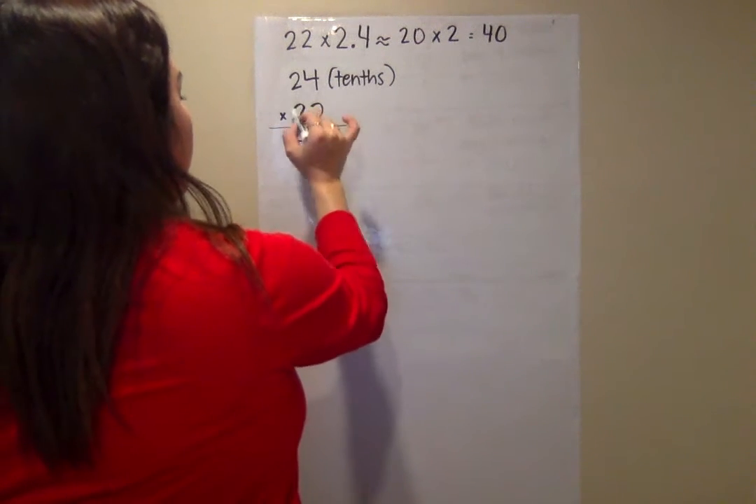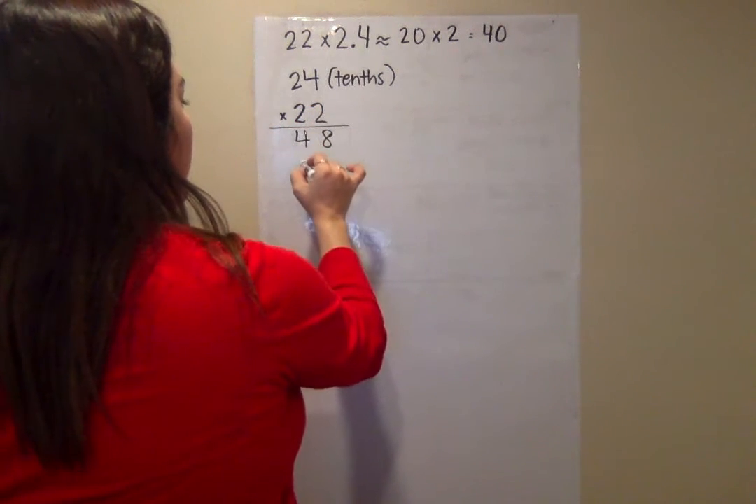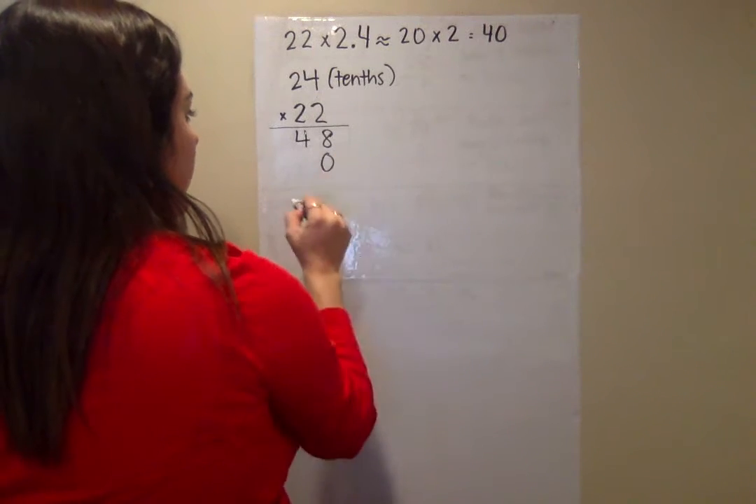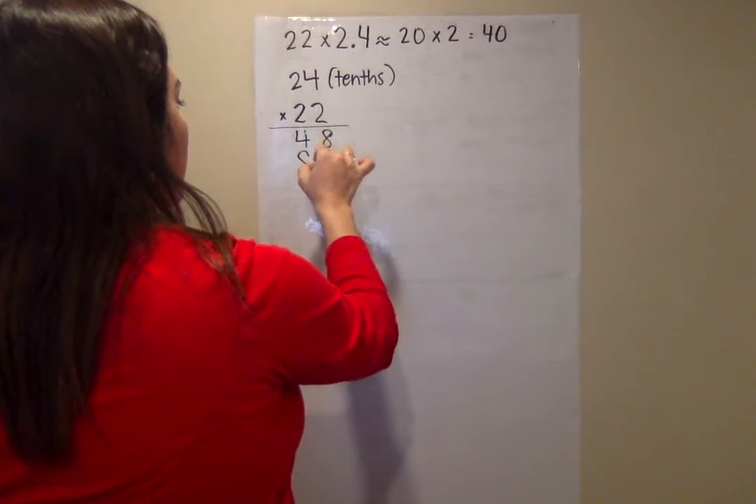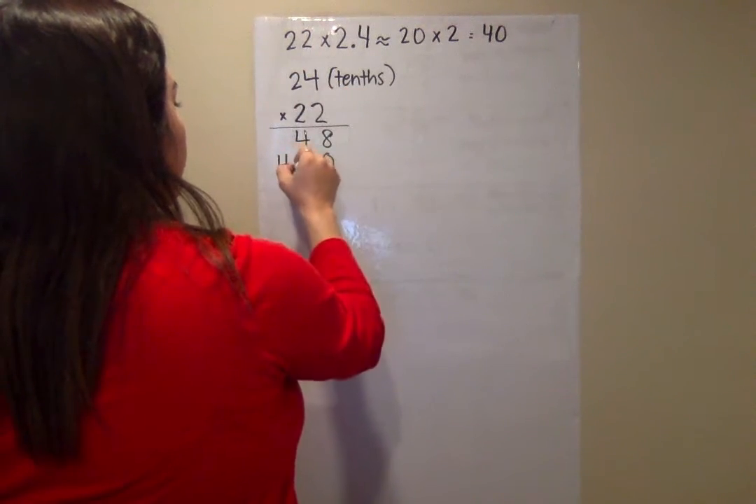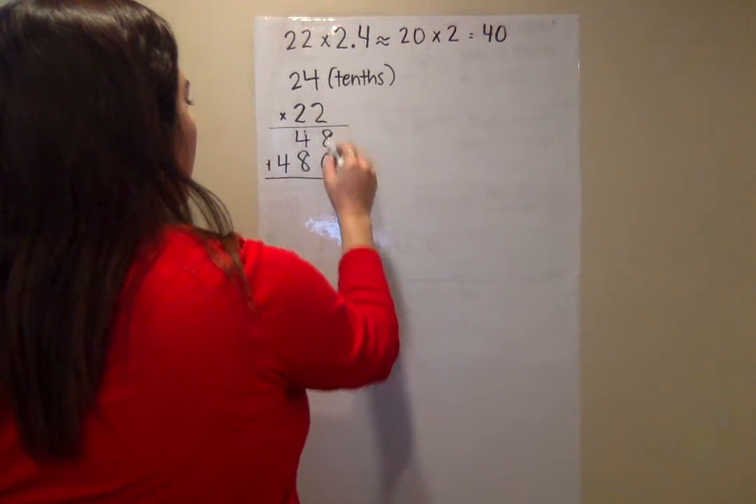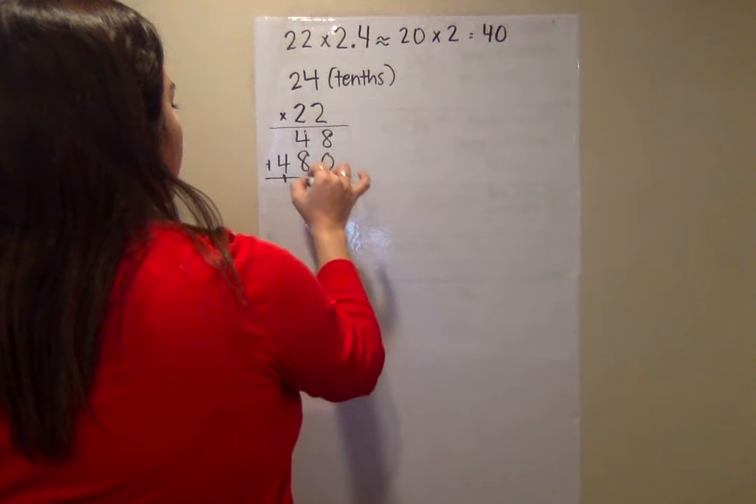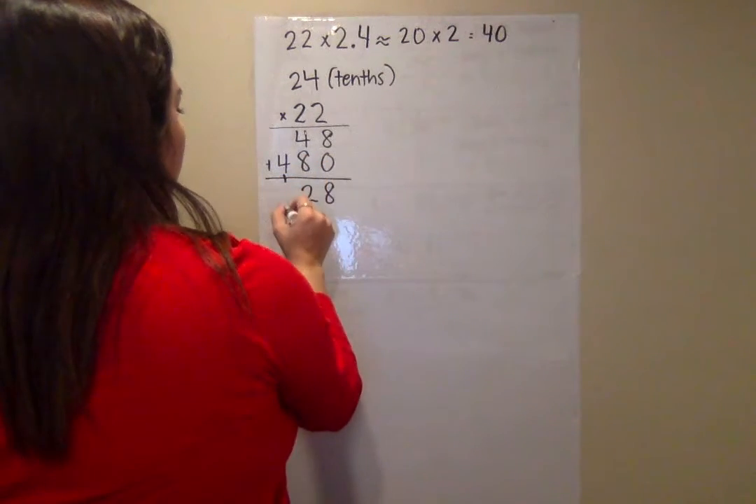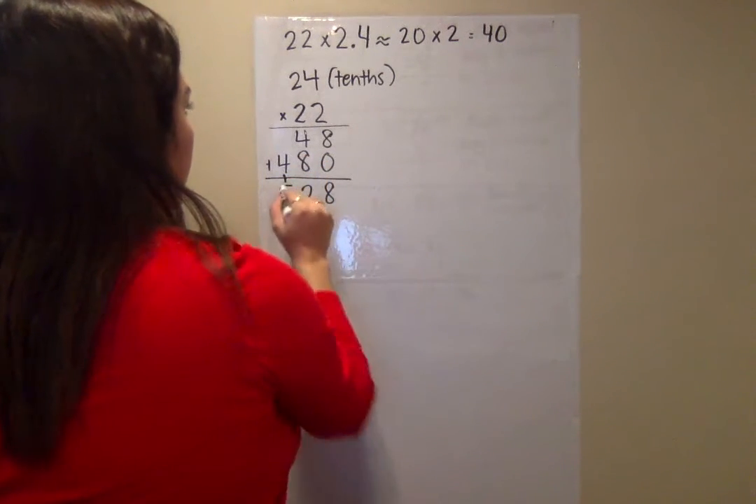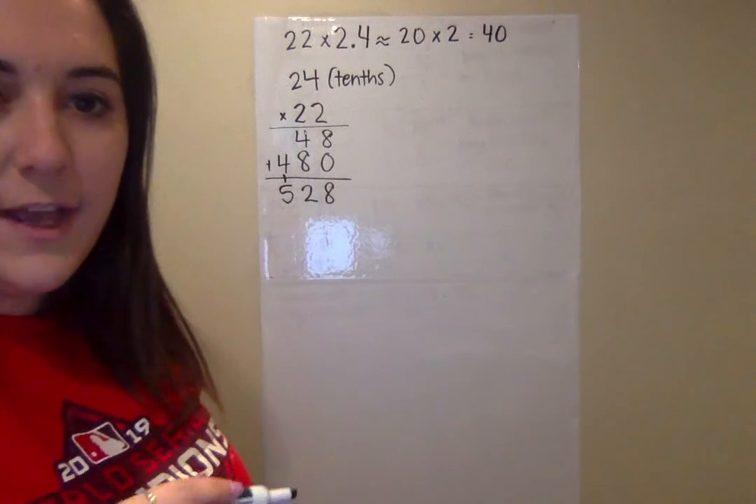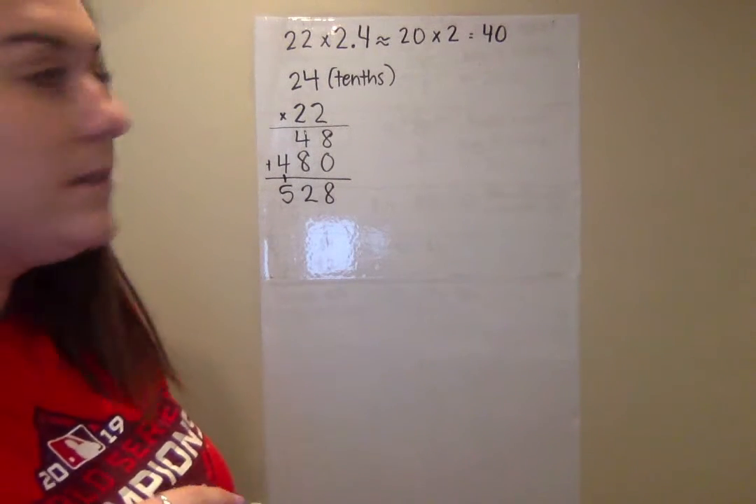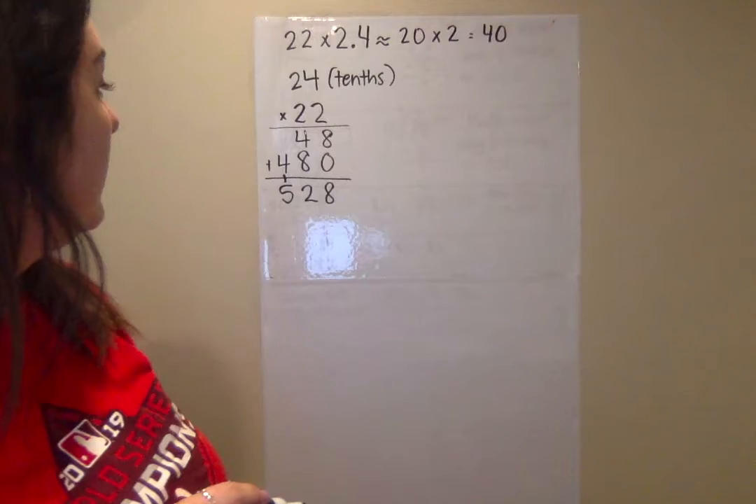All right, moving on to my tens place. If I'm multiplying in the tens place, I record in the tens place, so I put a 0 in the ones place. 2 times 4 is 8. And 2 times 2 is 4. All right, when I add these two together, 8 plus 0 is 8. 8 plus 4 is 12. And 4 plus 1 is 5. All right, so we should have gotten 528 as our product.